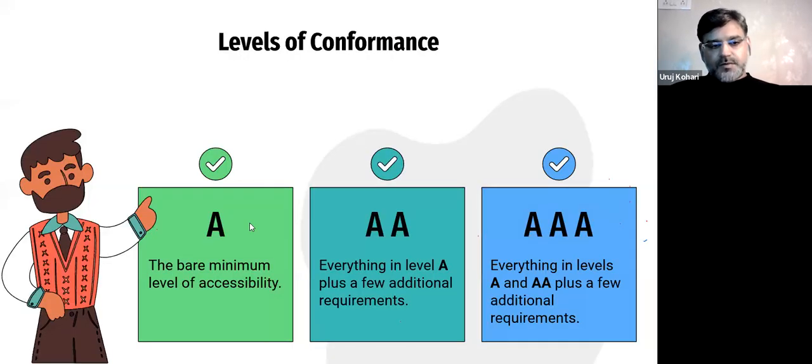Okay. So first thing that we have to remember is that there are 3 levels of conformance, which is A, which has to be like the bare minimum level of accessibility. In fact, some of the states, they want us to have AA level of accessibility, especially for the government and large corporation websites, right? And of course, AAA is going to be very, very difficult for people to have. It's not really easy, but at least people can aim for it, but finally end up doing AA.